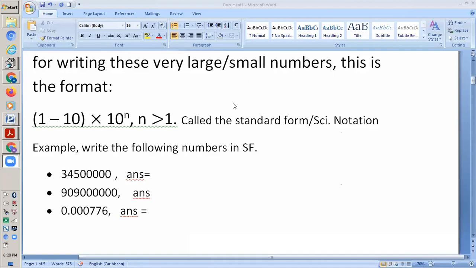So basically, as you can see, the first number is a very large number, right?